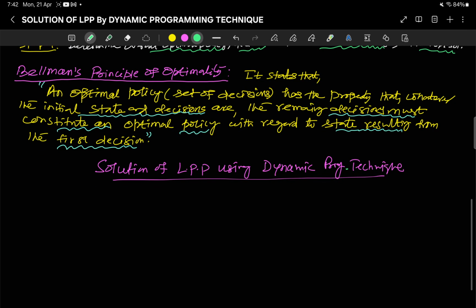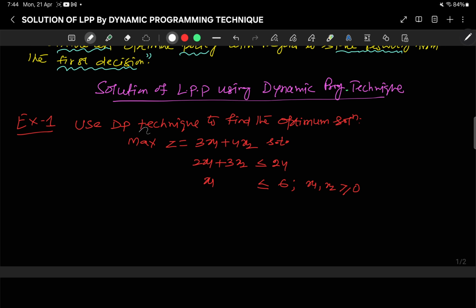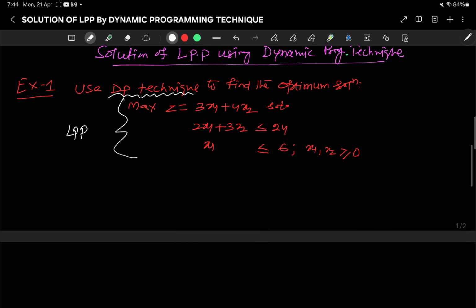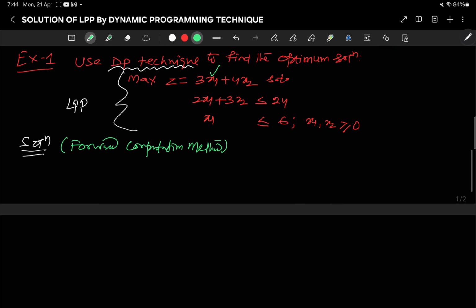So let us solve some examples. You are given a linear programming problem and you have to solve it by the dynamic programming technique. Here we have two decision variables, so this problem involves two stages. Suppose we select the forward computation method. Forward computation means we use the first variable x1 as the initial state variable, and we proceed.